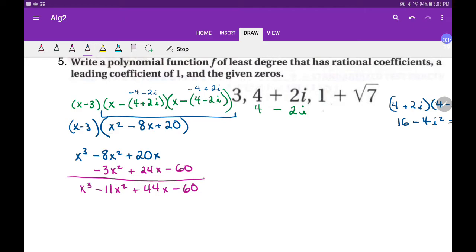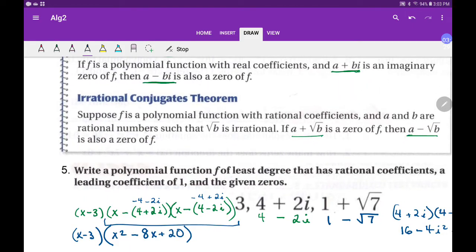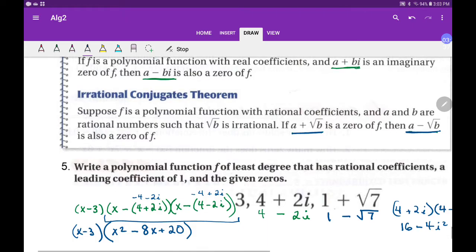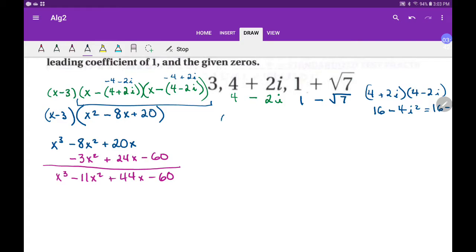Let me go back up here, and I say if I have 1 plus the square root of 7, I also have 1 minus the square root of 7. Okay, because conjugates. If I have a minus the square root of b, then I also have a plus the square root of b, and vice versa. So, I know that I'm going to say x, take away my root, which is 1 plus the square root of 7. And I'm also going to have x take away my root, which is 1 minus the square root of 7.